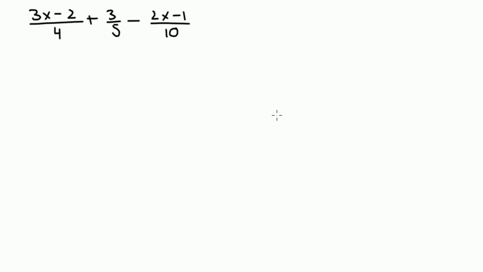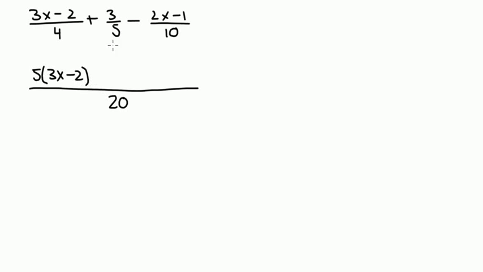Question 4, we're asked to simplify (3x minus 2) over 4 plus 3 over 5 minus (2x minus 1) over 10. So the first thing we do is find our common denominator. So a number that 4, 5 and 10 divide into. That's the lowest number that they divide into, which is 20. So in order to change 4 to 20, we've multiplied it by 5, so we have to do the same to the number on the top.